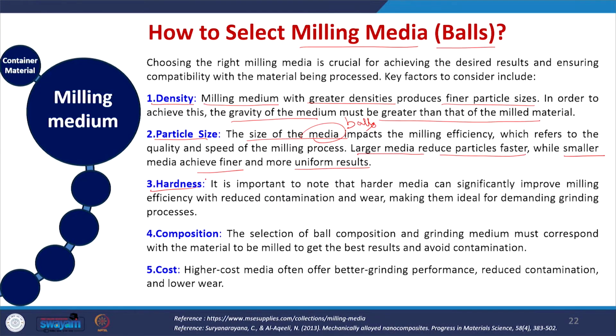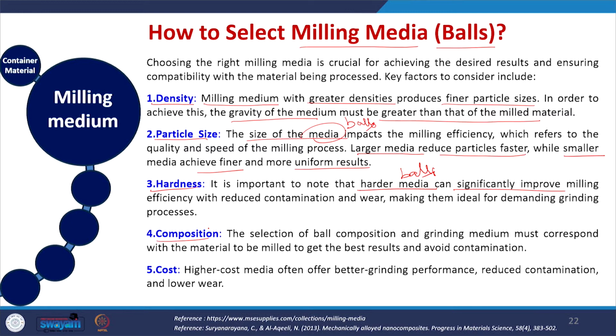And the third one is hardness. If you are using harder media, that is, harder balls, what happens is it can significantly improve the milling, it can efficiently mill the material, and it can reduce the contamination.